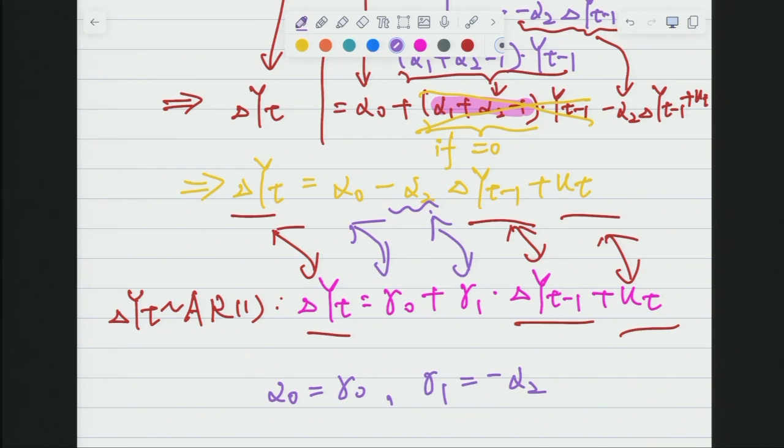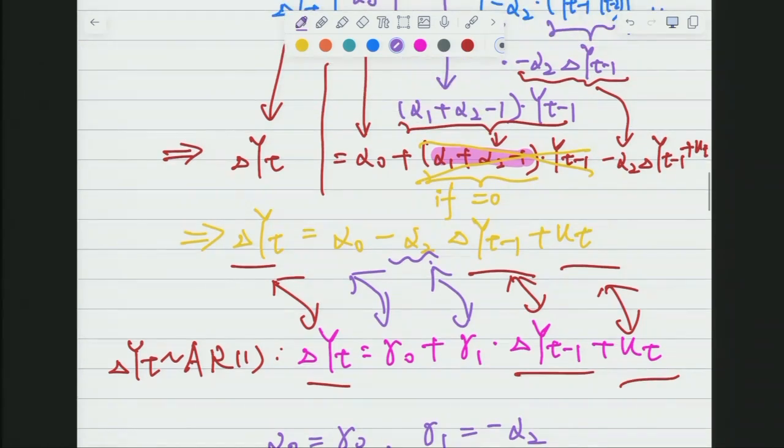So essentially, given the fact that we have a unit root in the original series, the yt, which gives alpha 1 plus alpha 2 equal to 1, we reduce the first difference to an AR1 model. Okay, this result always holds true. So if yt follows an ARP, its first difference follows an ARP minus 1. This must imply yt has a unit root.